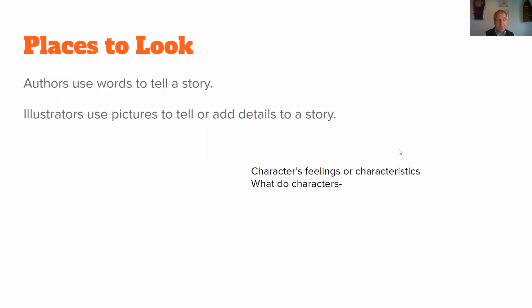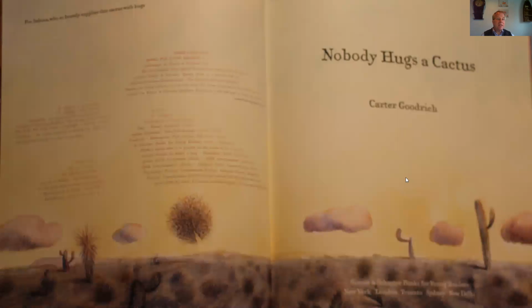And they describe what characters do. They show us, or they describe what characters say or think or even look like, all right? And we take in that information and we can figure out some of the characteristics of characters or some feelings of characters, all right? I'm gonna take a few pages from the book, Nobody Hugs a Cactus. If you haven't read the book, I strongly suggest you do so before you look at this lesson, or you can go on my YouTube site and listen to me read it to you. It is a great story if you haven't heard it yet.